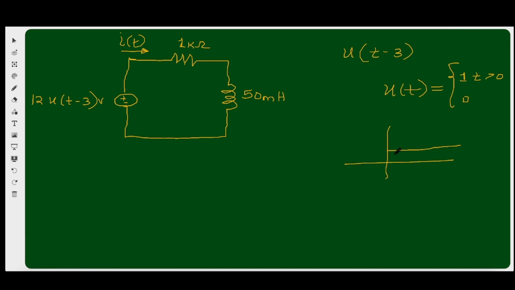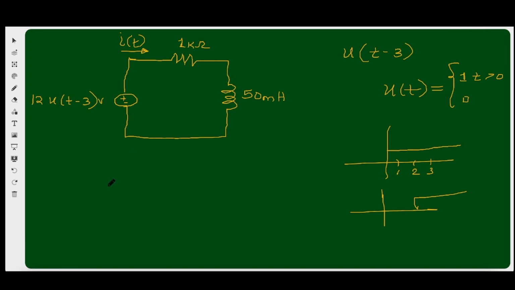So for u of t minus 3, what would that be? u of t minus 3 means that we shift it 3 units. This is 1, this is 2, and this is 3. Which means that at t equals 3, it is 1. Anything less than 3, it is 0. So what does that mean? It means that this source will start forcing the inductor when t equals 3. When the time is not up to 3 seconds, the source is not present in the circuit. It is just a natural response of the inductor that will be happening.